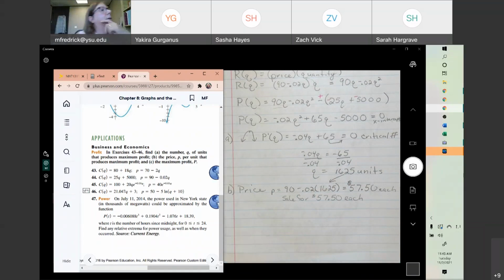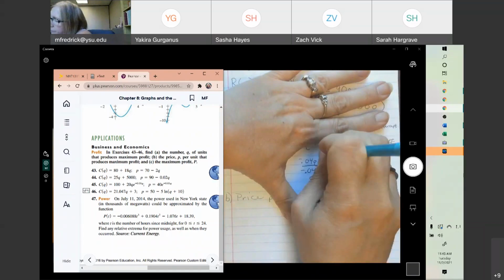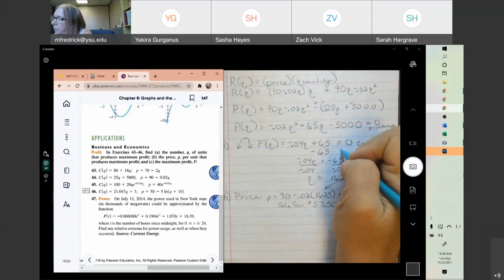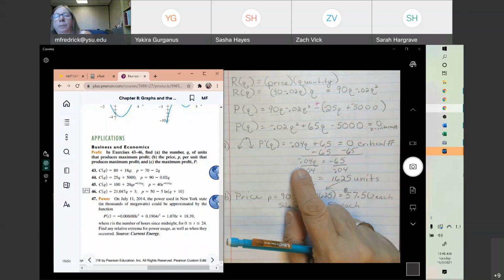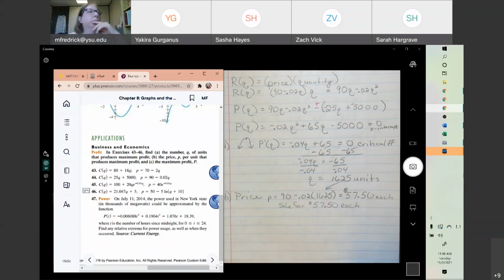Any question? Oh, yeah. The 65, I subtracted it to the other side. Because this is a plus, you subtract it. And then this was being multiplied, so I divided it. Thank you. Any questions on the 1625 or the 57.50?